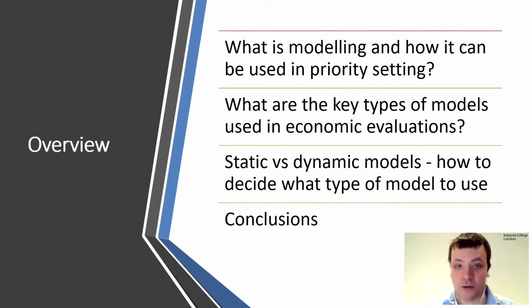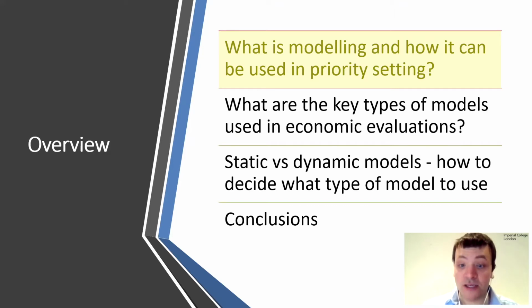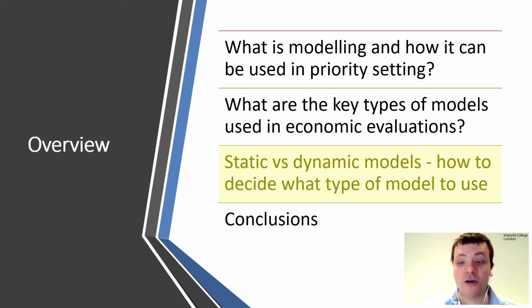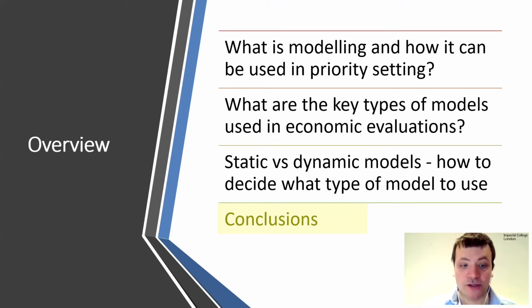Here is an overview of the talk. I'm going to start with discussing what is modelling and how it can be used in priority setting and the evaluation of public health interventions. I'm then going to introduce the key types of models used in economic evaluations, their key features, advantages, and limitations. I'm then going to go into further detail on the differences between static and dynamic models when you're looking at interventions against infectious diseases, and how to decide what type of model to use. And I will then end with some key messages and conclusions.